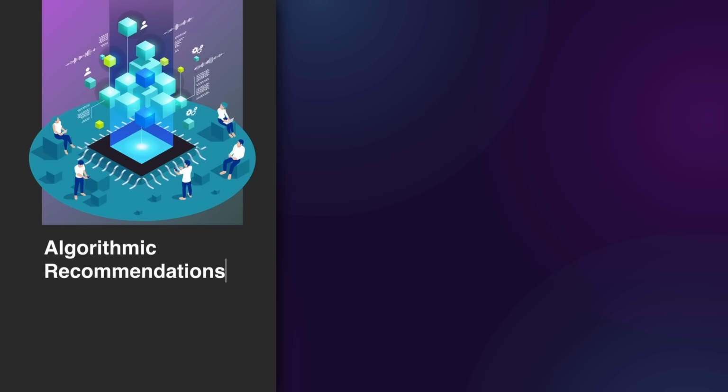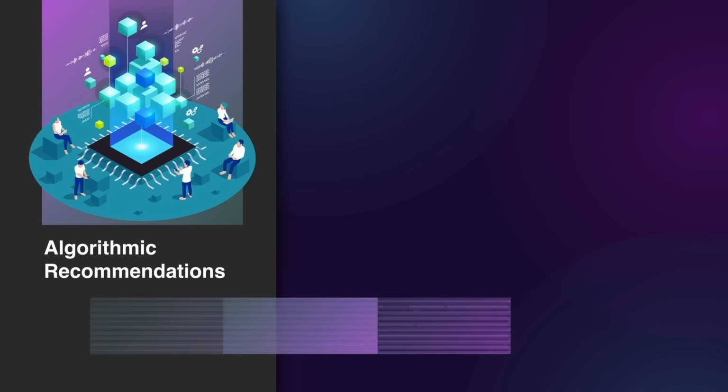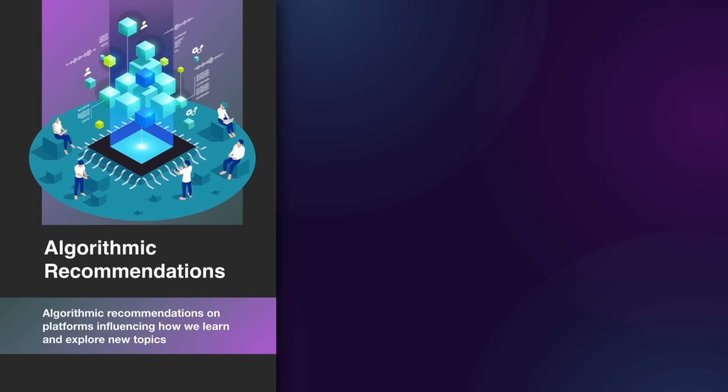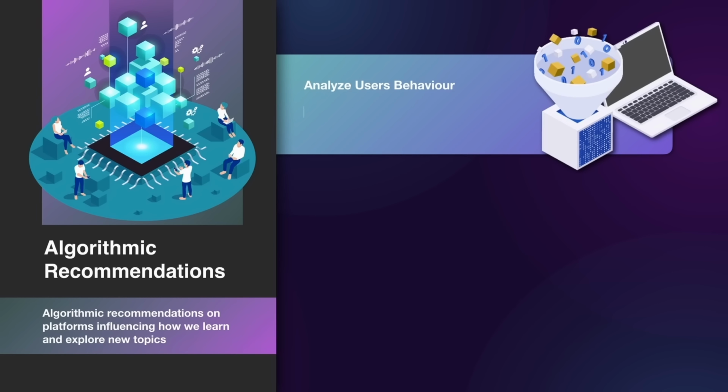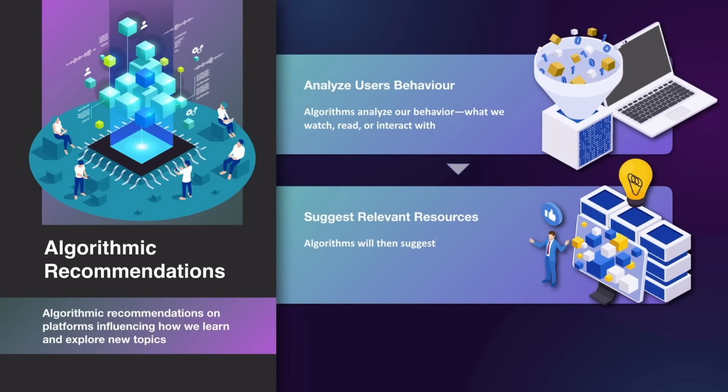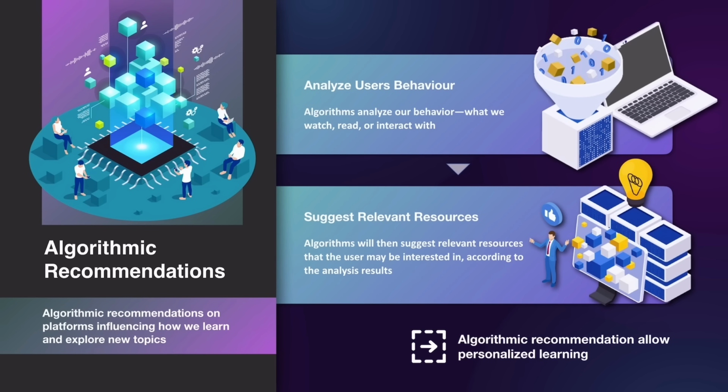Here, I'll use algorithmic recommendations and personalized learning experiences as an example. Algorithmic recommendations on platforms like YouTube, LinkedIn, or Khan Academy are actively influencing how we learn and explore new topics. Algorithms analyze our behavior, what we watch, read, or interact with, and suggest resources to deepen our understanding. This is personalized learning in action.